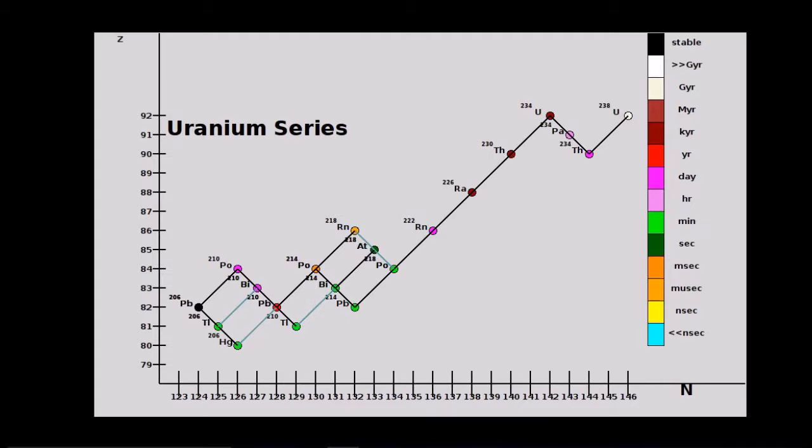You'll notice that at the nuclide polonium-218, there's a branch. This means that both decays are energetically possible and do happen. The black line indicates a more probable decay. The blue line indicates a less probable decay. Ultimately, the uranium series ends in lead-206, one of the 3 stable isotopes of lead.